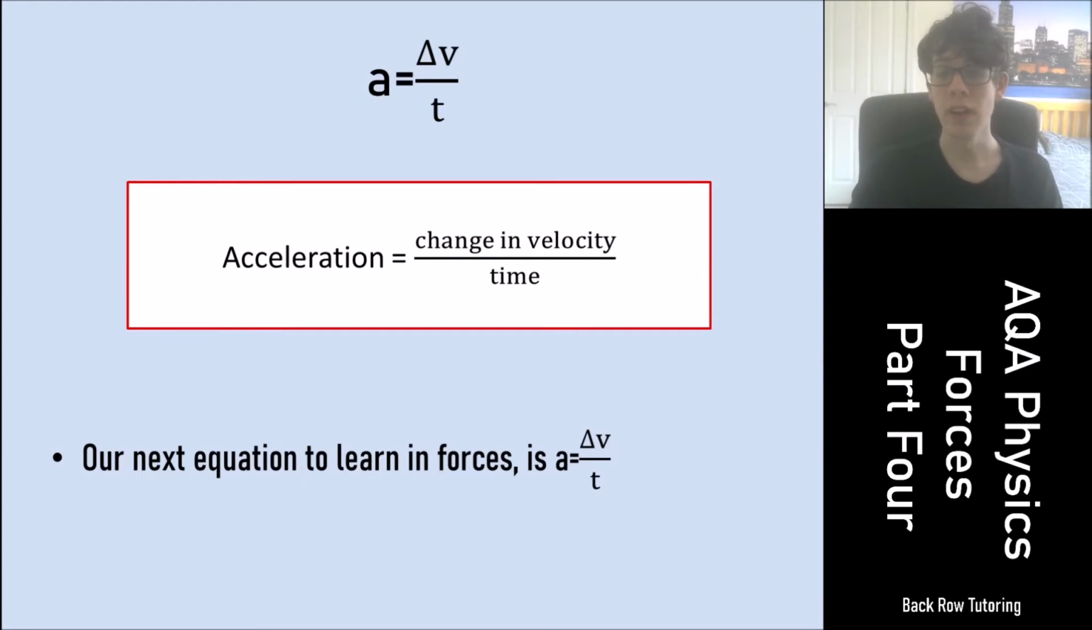Acceleration is equal to the change in velocity divided by time, where acceleration is measured in meters per second squared. Change in velocity is measured in meters per second, and time is measured in seconds.